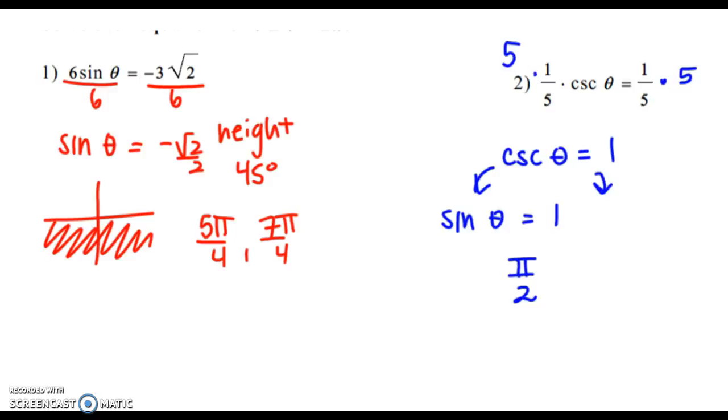Number 2, multiply each side by 5. You get cosecant of theta equals 1. The reciprocal of cosecant is sine. Reciprocal of 1 is 1. That should happen at pi over 2.